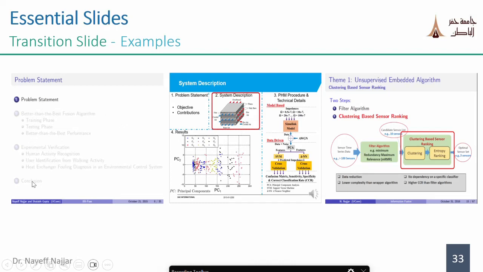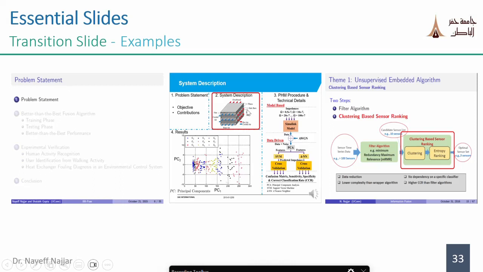Transition slides can be of different shapes. You can have bulleted items and then gray out the material that you are not presenting next, and highlight the material that you are presenting next. Okay, note the change of the title here. So if you are presenting next the problem statement, then the title above should be the problem statement.